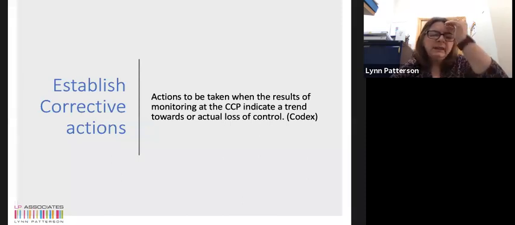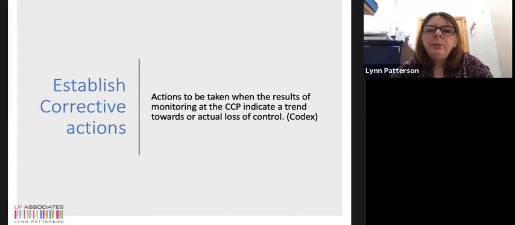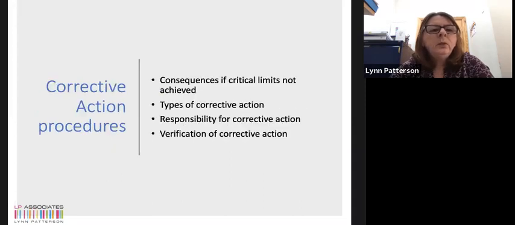As an unusual activity, as I would call it, on occasions you will find that the critical limits are not being achieved. Most of the time you will find they are being achieved, but on the occasions that you find they're not being achieved, we have to put in the appropriate corrective actions. So actions to be taken when results of monitoring at the CCP either indicate a trend or actual loss of control. So we need to consider what are the consequences if the critical limits are not achieved. Well, we could be producing potentially unsafe product. So we need to think about how we're going to bring that back in line.